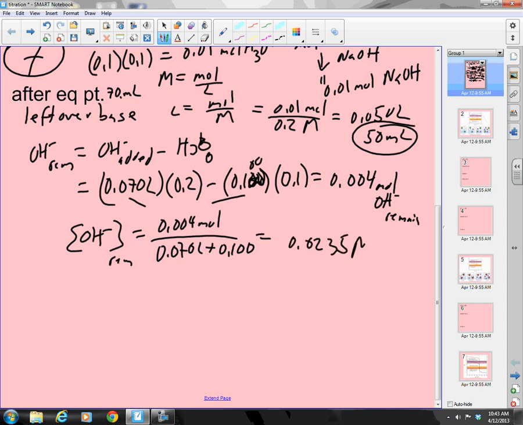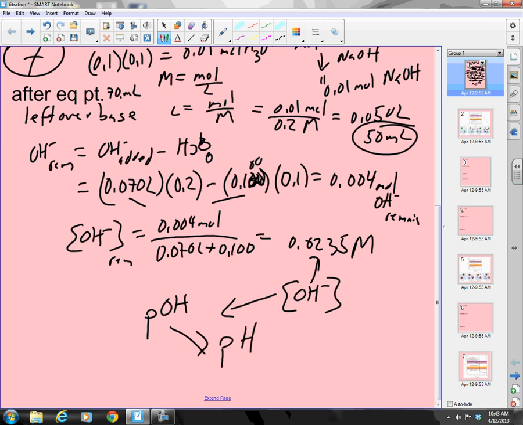0.0235 molar. But what is this? This is OH minus concentration. So that means from this, I can get pOH, and then I have to go from pOH to pH. Got it? That's all there is to a strong acid by a strong base.